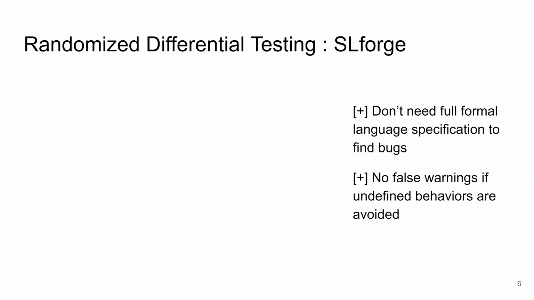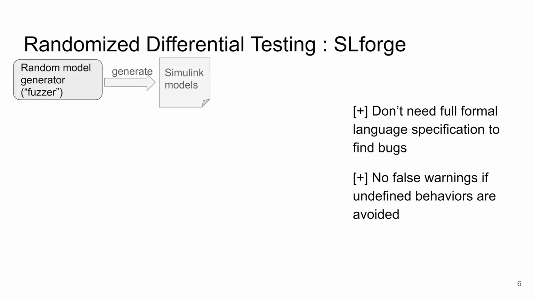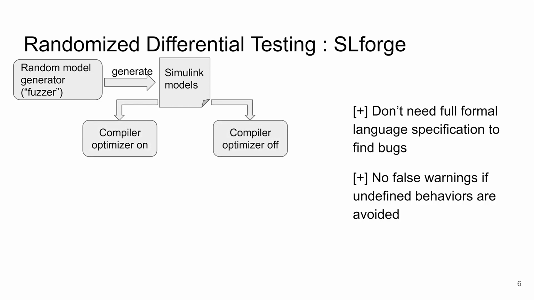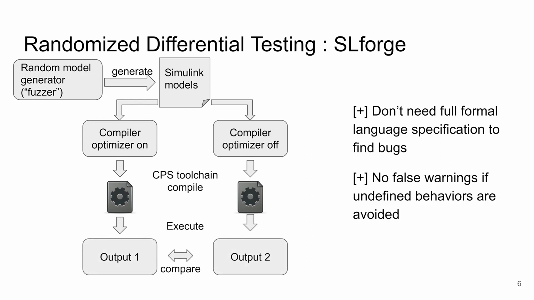Given the infeasibility of formal verification, previous state-of-the-art work, SLforge, explored the direction of randomized differential testing. The tool has two components. The first component is a random model generator, which generates Simulink models, and then these randomly generated models can be compiled and simulated in different modes, both of which generate executables. These generated executables are then executed on the same input, and then the tool observes the output to check if the results are the same. Any discrepancy in the output suggests that there is likely a bug in the compiler.